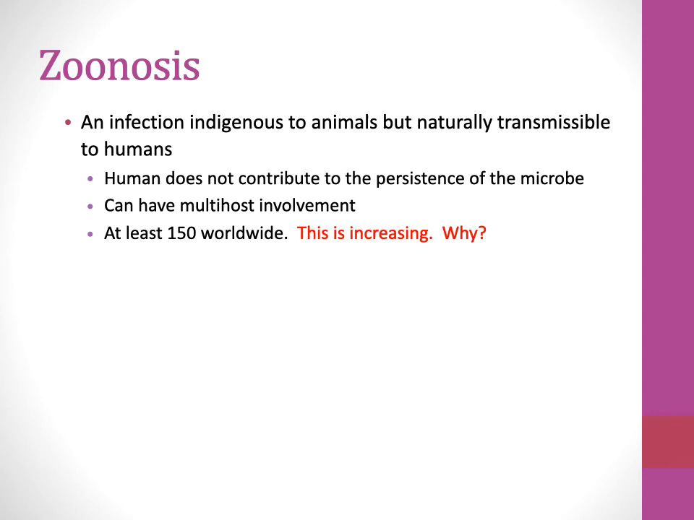COVID-19 would be an example of a zoonotic disease where it was not originally in humans, but then made that jump into humans. And there's a number of them. It's increasing. And if we think about our interactions with animals, we have closer interactions with them than we used to. So rabies would be an example of a zoonotic disease.